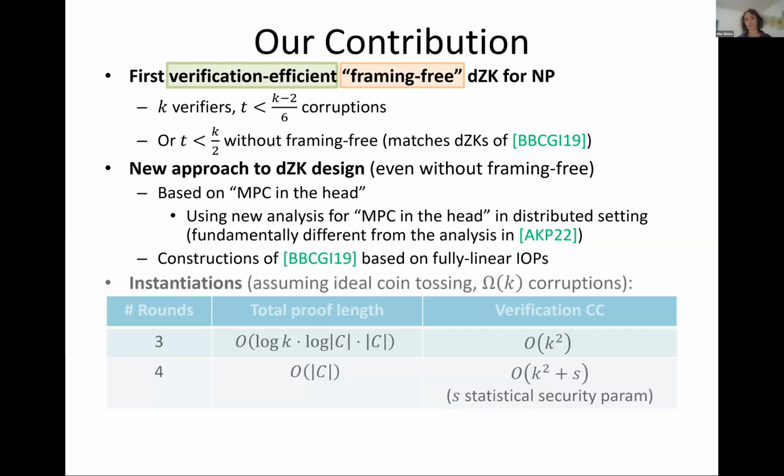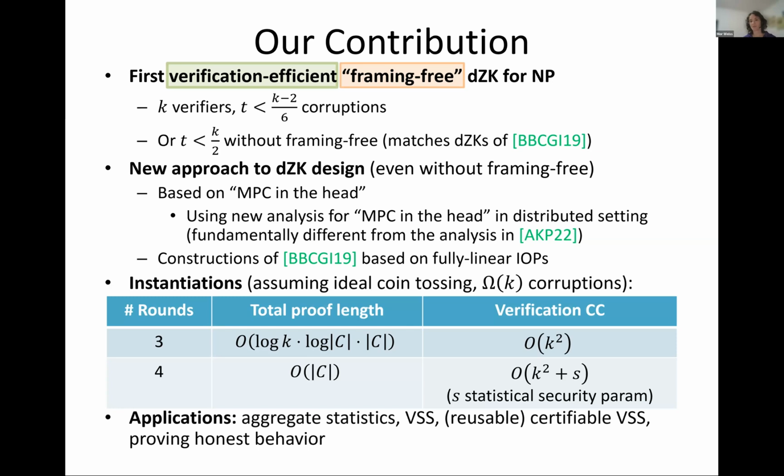We then instantiate this general approach using different MPC protocols to get DZKs that are verification efficient and have different trade-offs between the round complexity and the total proof length. And here we're using the flexibility of the MPC in the head paradigm, which is that we can instantiate it with different MPC protocols to get different types of results. And finally, we use our DZKs for several applications where the framing-free guarantee is essential to get the required properties of the application.